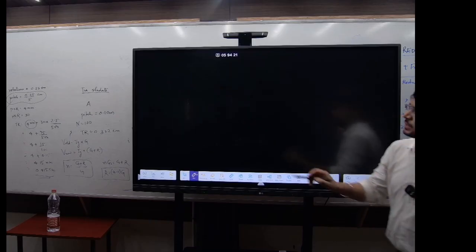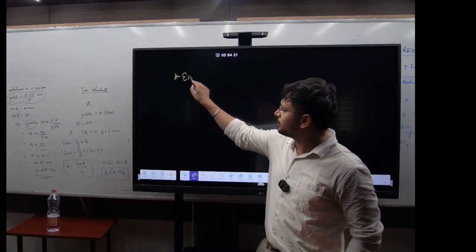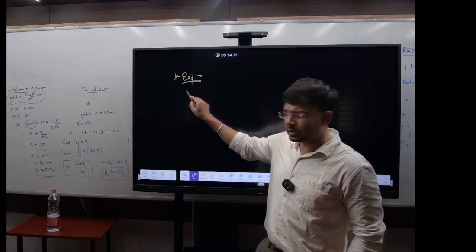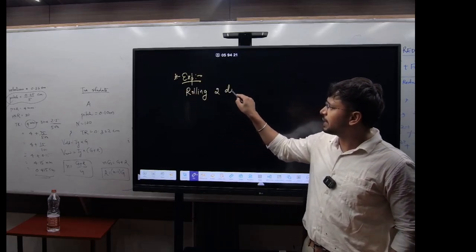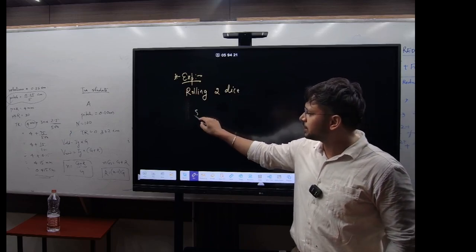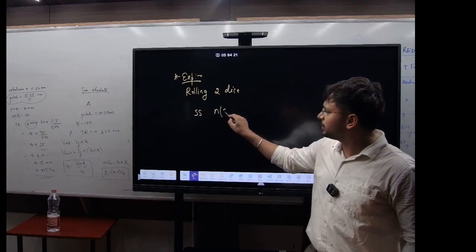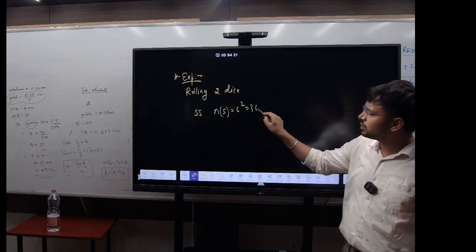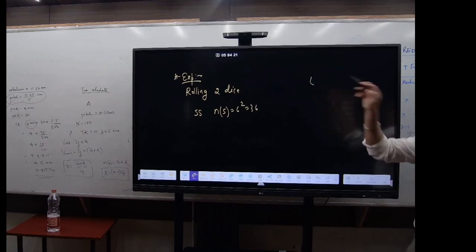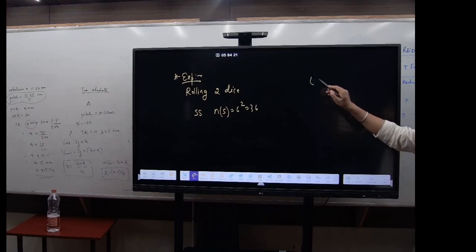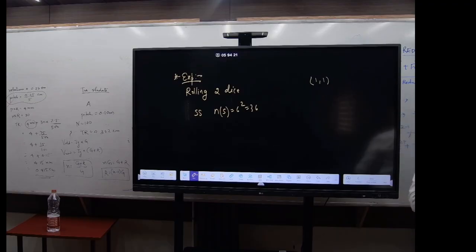What can be the sample space? Just see the experiment I am doing, and probability is all about doing experiments. So here I am rolling 2 dice. The number of sample space is going to be 6 square, which is 36. What can be these 36 sample spaces? If I roll 2 dice, maybe the first dice is showing 1 and the second dice is showing 1. So that is one sample point. Another will be 1 and 2. Then 1, 3, and it will keep going till 1, 6.